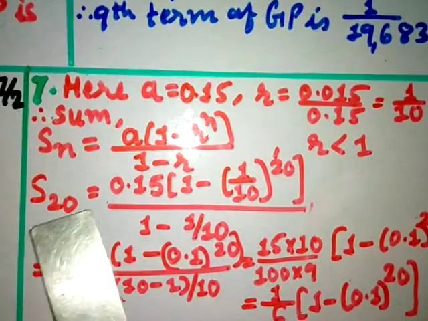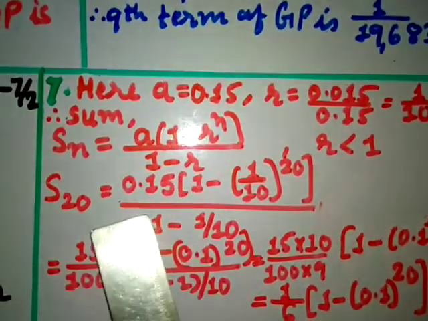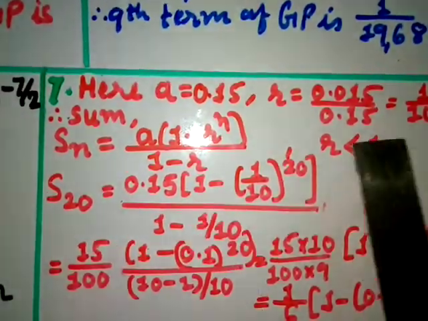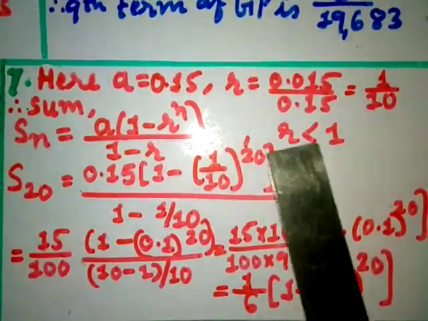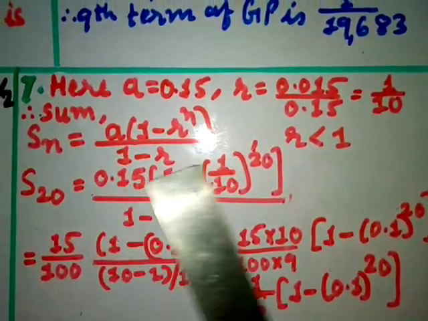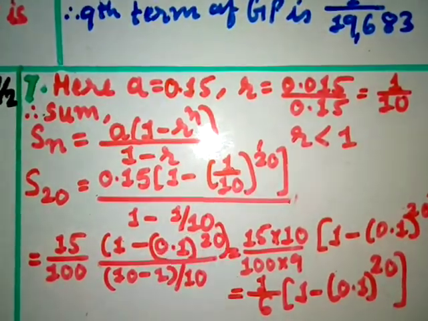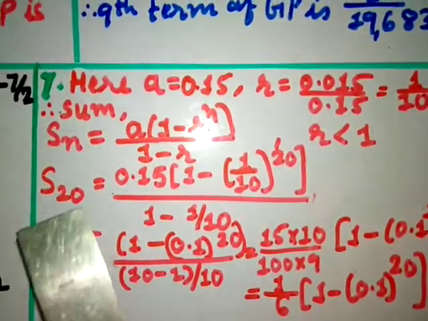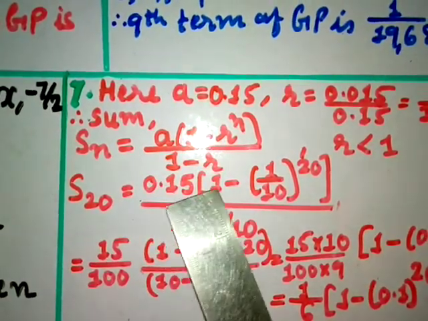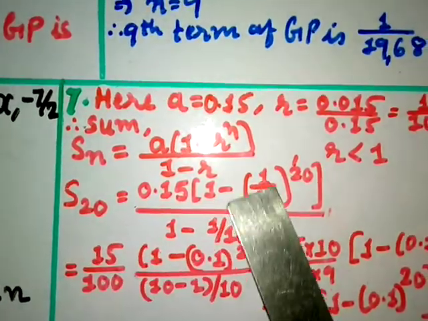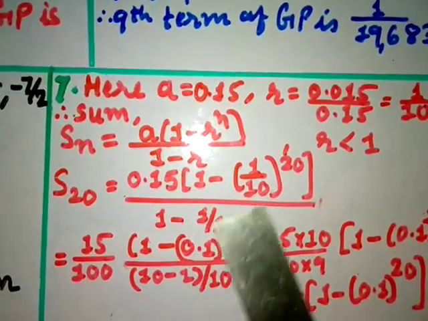So S20 equal to a value. A value is 0.15 into 1 minus r value is 1 by 10, so 1 by 10 power n is 20, divided by 1 minus r. R value is again 1 by 10. Okay, so place the value. So you get here, this 0.15 I have written as 15 by 100. And this 1 by 10 can be written as 0.1 power 20.